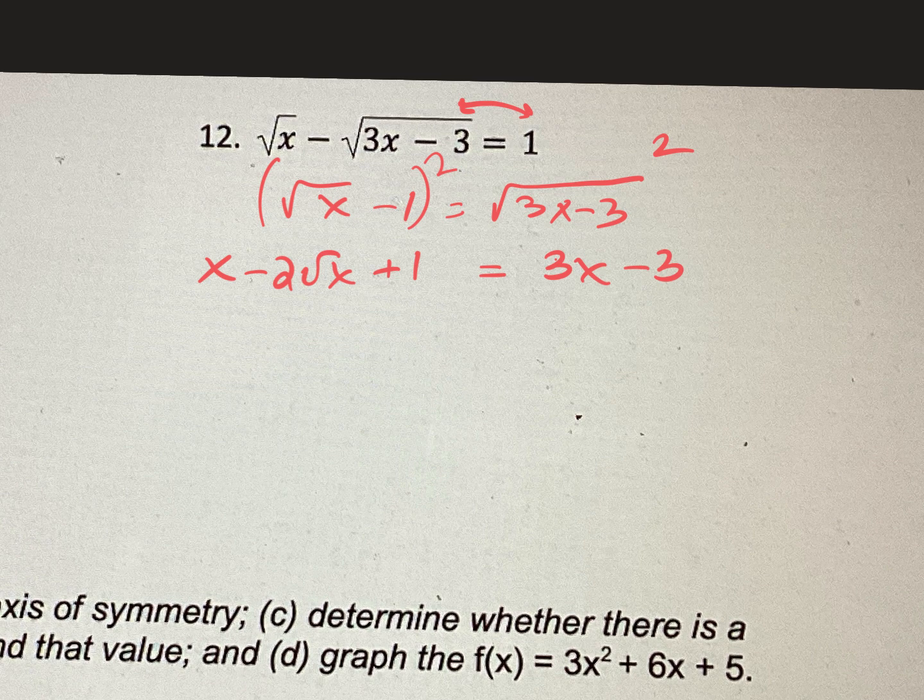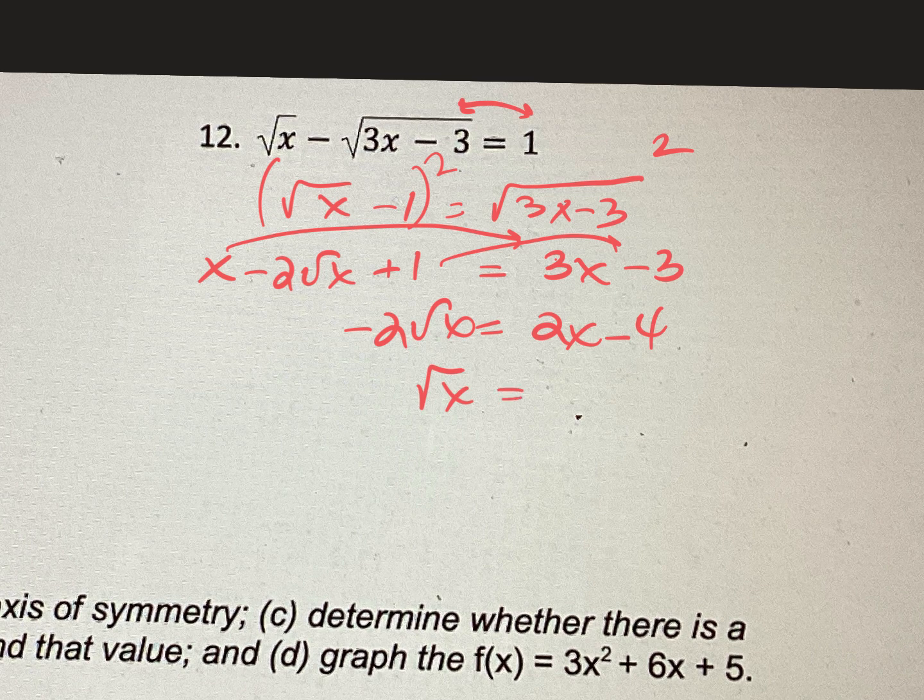Now I'm going to move everything over. I'm taking that x over there, which is going to give me 2x. I'm moving the 1 over there, which gives me minus 4. And I have this in the front, negative 2 on x. What I'm going to do next, I'm going to divide everything by negative 2, which gives me negative 1x and a positive 2. And I'm going to square both sides again.